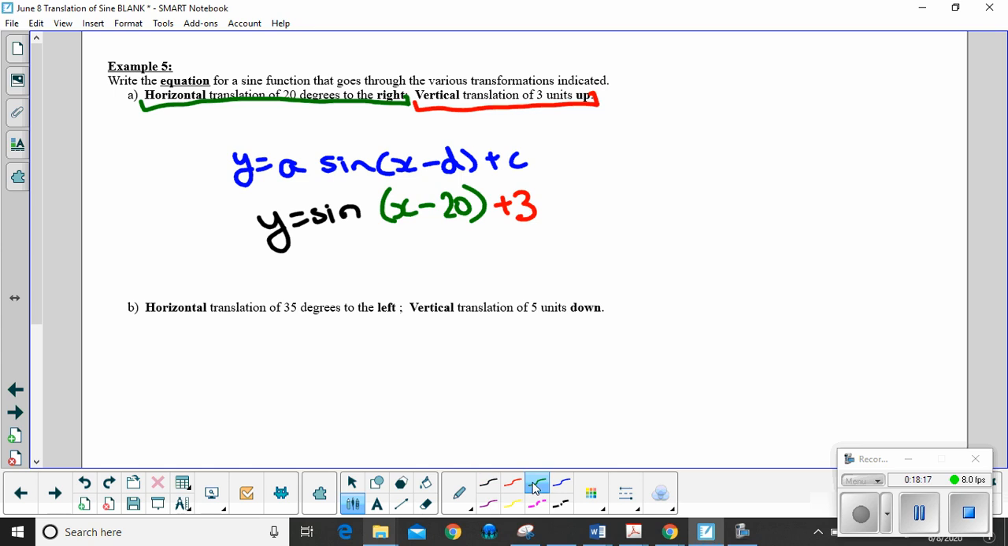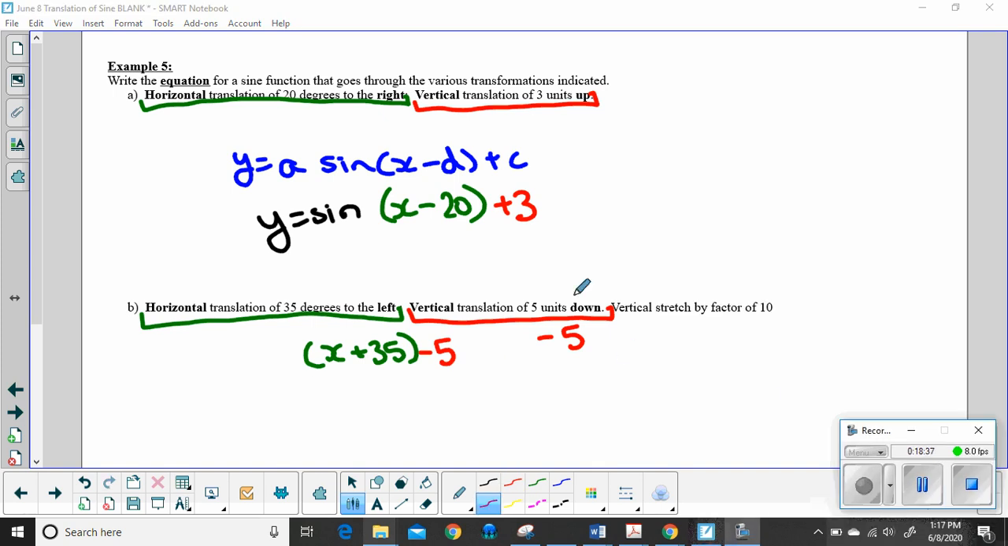Good. All right. Next one. Horizontal translation of 35 degrees to the left. So that means I'm going to have an x plus 35. I have a vertical translation of 5 units down. So that'll be minus 5 on the outside. And I'm sure we can add in here a vertical stretch. Let's add in a vertical stretch by a factor of 10. So a is going to be 10. So that comes out front.